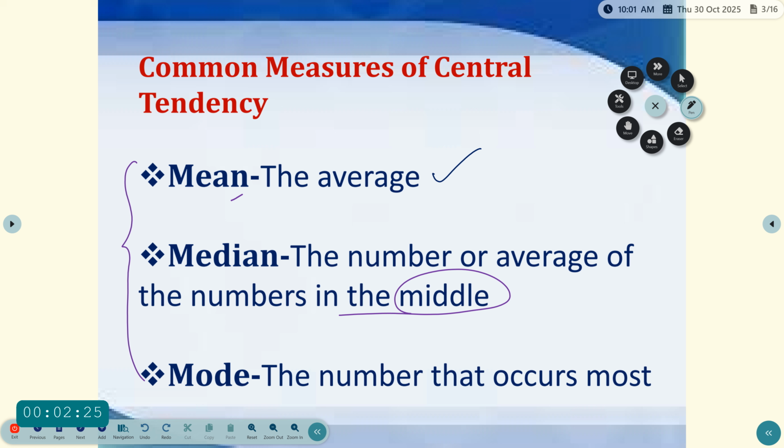So what is mean here? Mean is the average. What is median? Median is the middle value. Mode is the most repeated value, the most repeated frequency in the given observations. Let us see one problem for our practice.